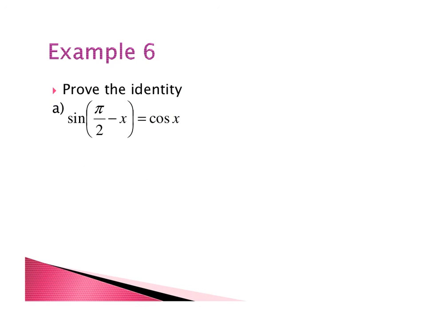Example 6 says, prove the identity. So hopefully this looks familiar. This is actually one of our cofunctions, which we know is sine of pi over 2 minus x equals cosine x. But what it's asking you to do is actually prove this using your sum and difference formulas.